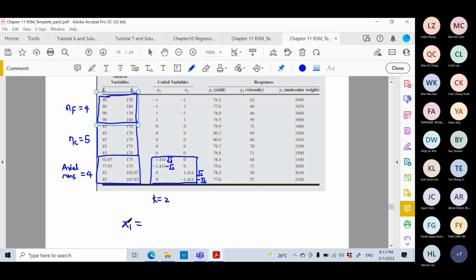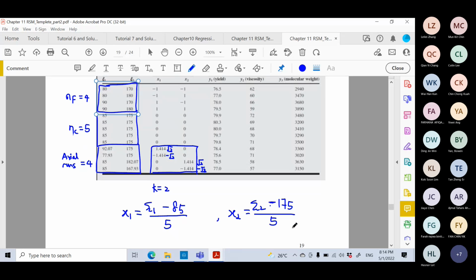If you want to repeat again, x1 is equal to xi1 minus the average value, which is 80 plus 90 divided by 2, equal to 85, divided by the difference here divided by 2. This one is 10 divided by 2, you get 5. Okay, so you have an x1 in terms here. Another one, x2, you also have xi2 minus the average value, 175, divided by 10 divided by 2, which is 5.